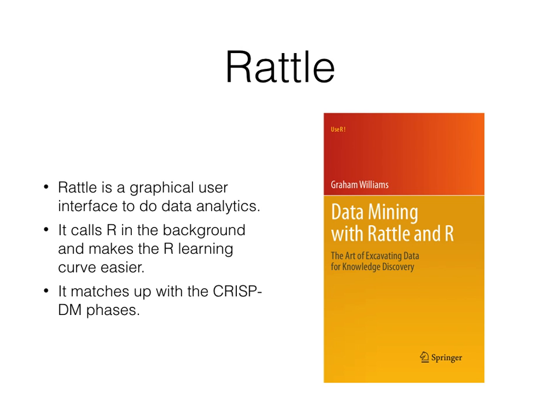The other thing that's quite nice about it is that it matches up with the CRISP-DM phases. So in the past, we've used Rattle. The picture on the right-hand side there is a book by Springer called Data Mining with Rattle and R, and that teaches you how to use Rattle. It's a very nice book. In fact, I used it as a textbook a couple of years ago. But I've moved a little bit away from Rattle lately because it doesn't work all that well on Mac OS X. If you're using Windows or Linux, then definitely have a look at Rattle. It's really nice.